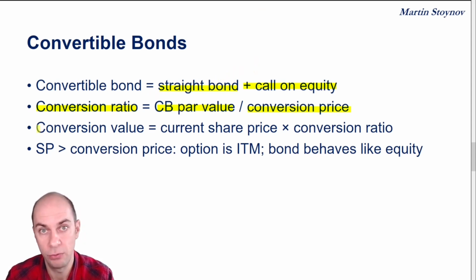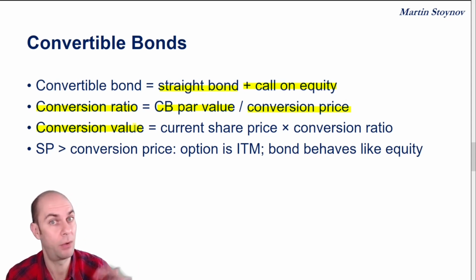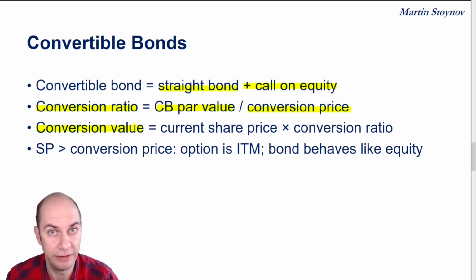And then another concept that we should be aware of is the conversion value of the bond, which is the value of the bond based on the current share price. So remember, the conversion ratio will tell me how many shares I can get upon conversion. So let's say conversion ratio is 50. I know I can get 50 shares, but now I want to look at what the share price is. Let's say the share price is $10. We'll take 50 shares times $10. That's going to give me $500. So the value of the bond, should I wish to convert it into stocks, would be $500.